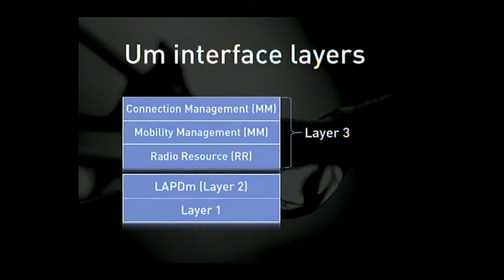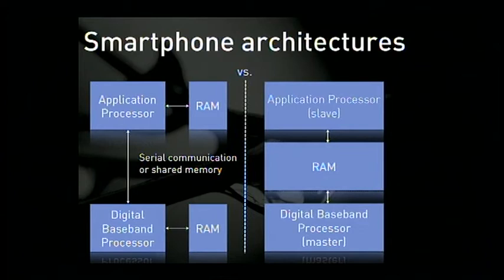Now, let's have a look at smartphone architectures. Smartphone architectures usually look like one of these two scenarios. You either have a so-called application processor, which is basically responsible for drawing all the fancy stuff on your screen, and you have a digital baseband processor. This is responsible for communicating with the network. Why is that, you might ask? There's a simple reason.